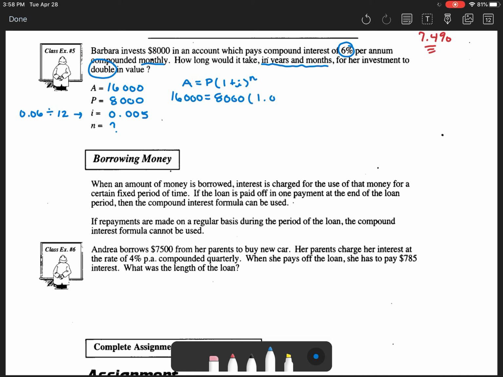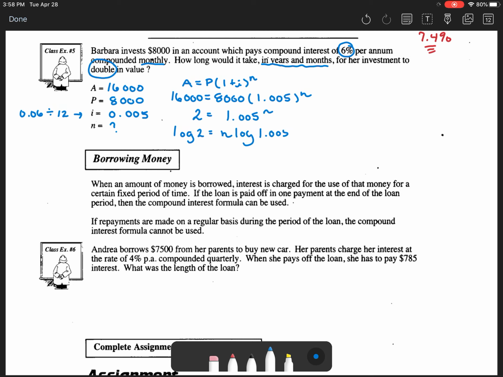So again, I go to my equation. A is equal to P(1 plus I) to the exponent of N. The final amount is going to be 16,000, double what the initial investment was, which is $8,000. This is going to be 1.005, 1 plus that I value. I'm after N. So again, same as the last equation. First thing I want to do is get rid of the P value, or what's in front of the expression with the exponent. So I'm going to go 16,000 divided by 8,000. That's going to be 2. So I now have 2 equals 1.005 to the exponent of n.